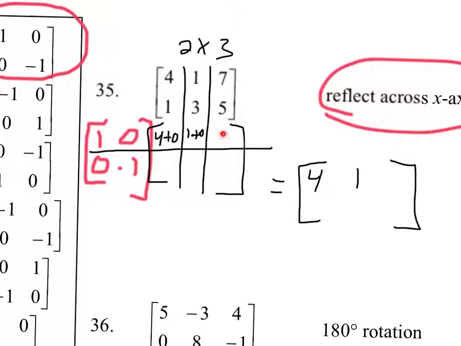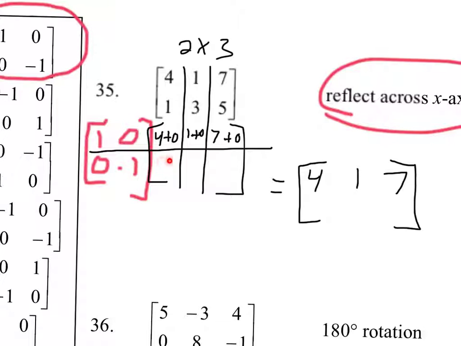In the last spot in this row, 1 times 7 is 7. 0 times 5 is 0, so 7 plus 0 is 7. You notice we actually didn't change our first row. 4, 1, 7, and we still have 4, 1, 7. Let's do the bottom row now.